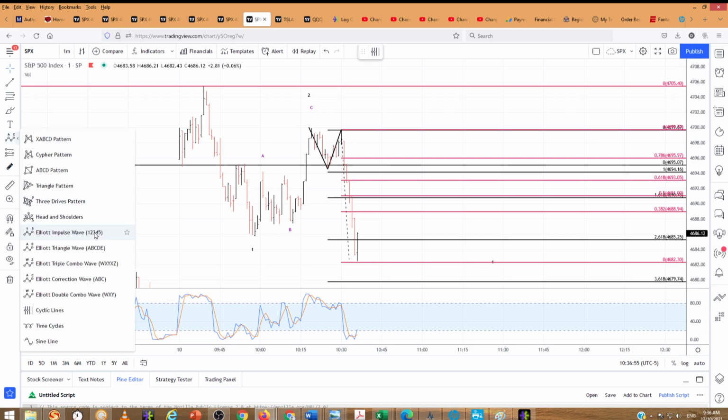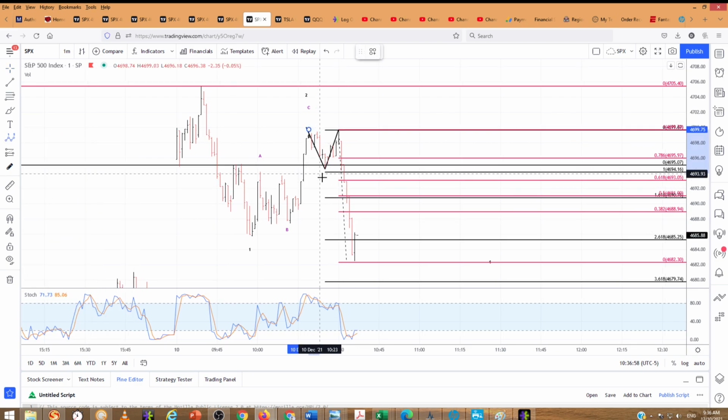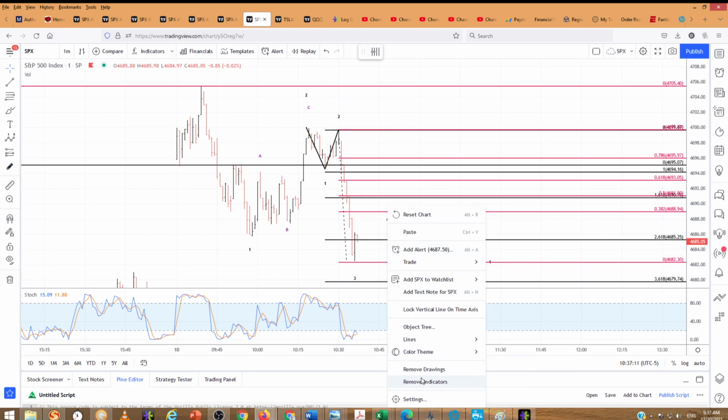Let's get a 1, 2, 3. Okay, here we go. There's a 1, 2. That 3 could still be lower. We got to watch this play out. Okay, but let's put that 3, 4, and 5 there. Let's make that a different color so we don't get confused.